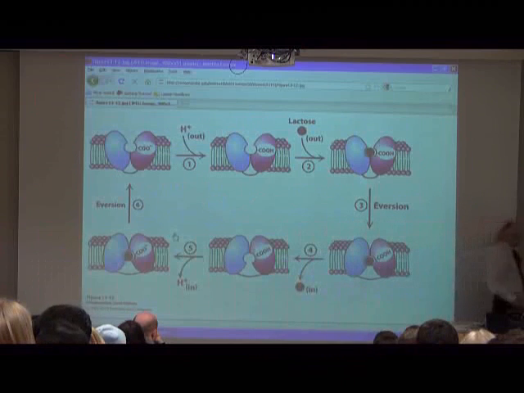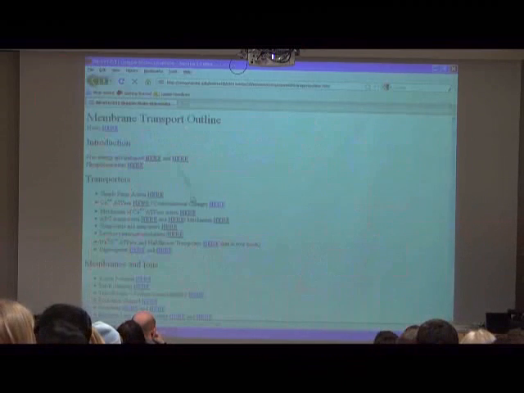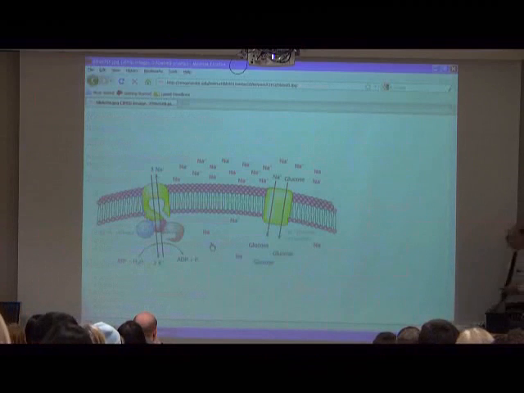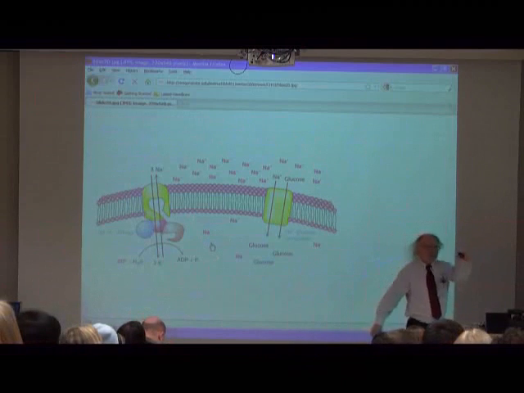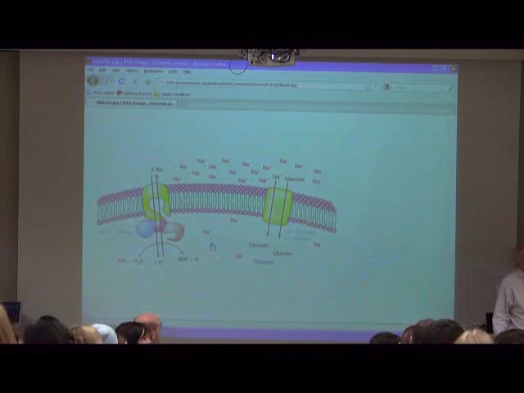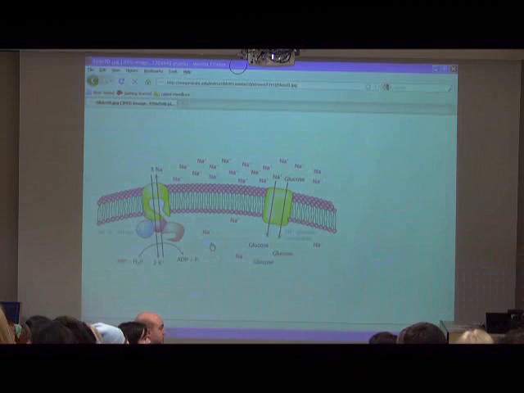Okay, so this guy is using a proton gradient as an energy source. Here's a figure that's not in your book. Yes, sir? Is the energy involved in the charge concentration greater than the energy involved in the concentration of lactose?